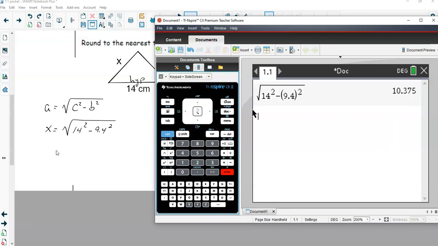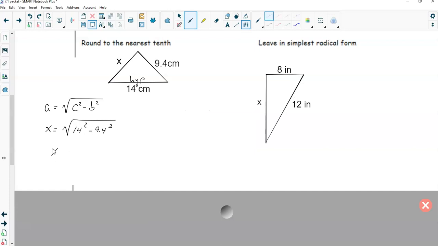So that means that x is about 10.4, because it says round to the nearest tenth, so it's 10.4. So x is approximately 10.4 centimeters, and that would be my answer.